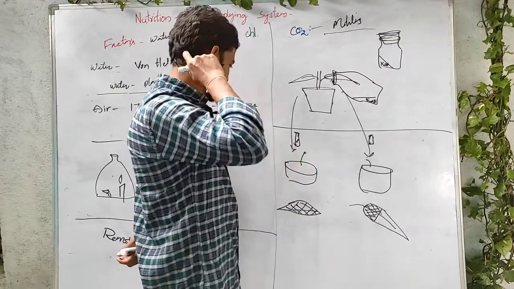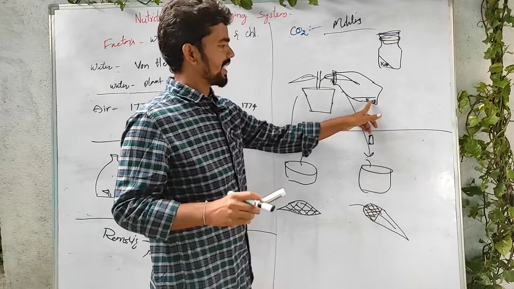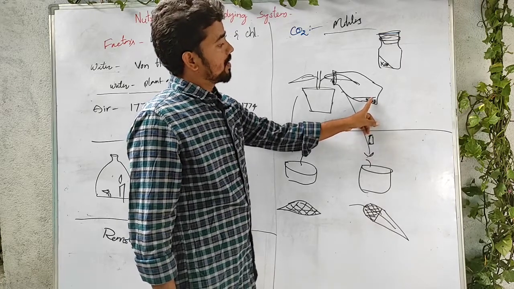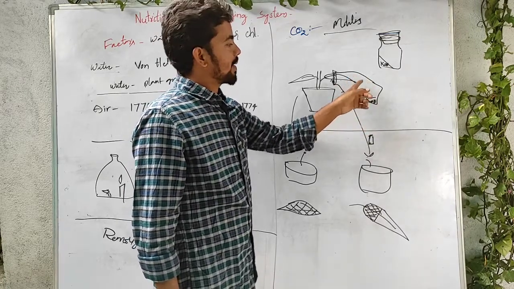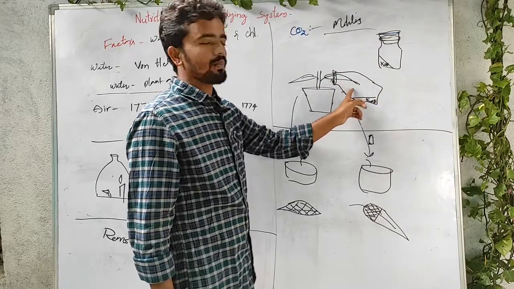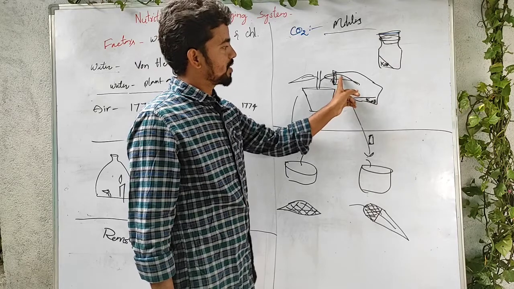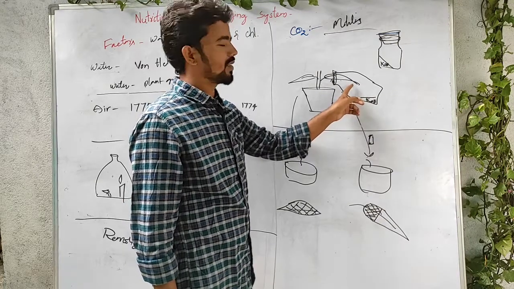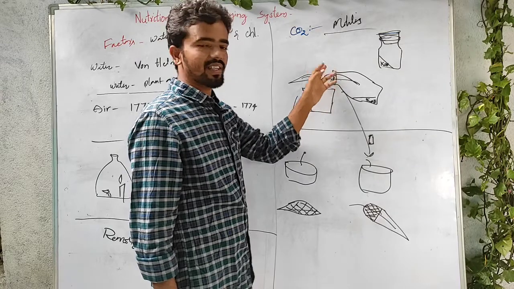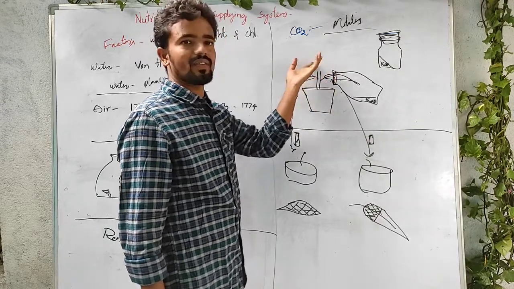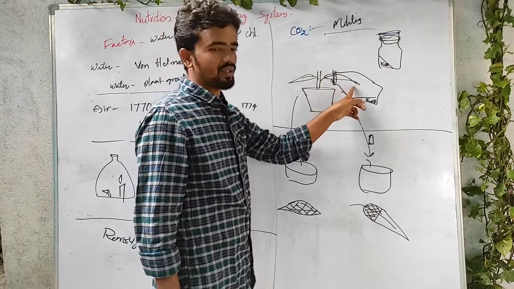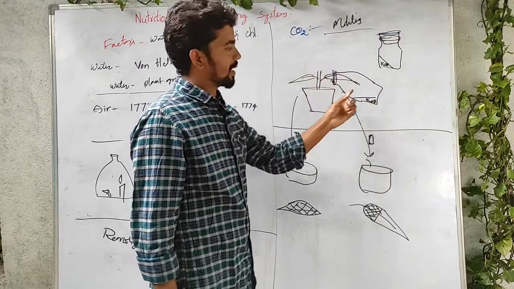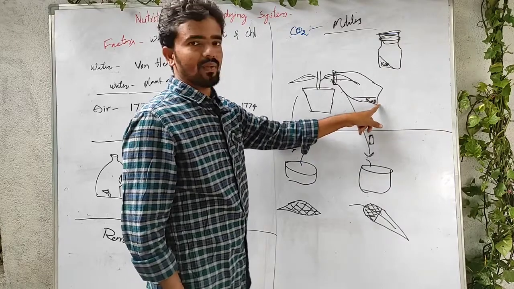So why does it happen? When we add KOH or KOH pellets to the bottle, the KOH absorbs all the carbon dioxide in the bottle. This means the leaf portion inside the bottle will not get carbon dioxide, whereas the outside portion will take carbon dioxide from the environment. The inner portion does not get carbon dioxide because KOH absorbed it. That is the role of KOH in this experiment.